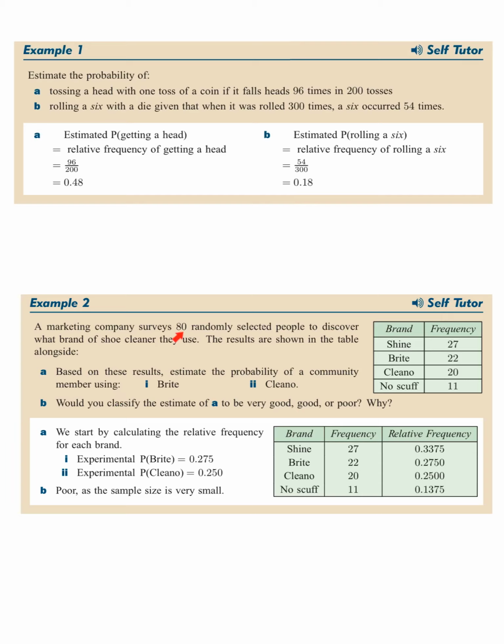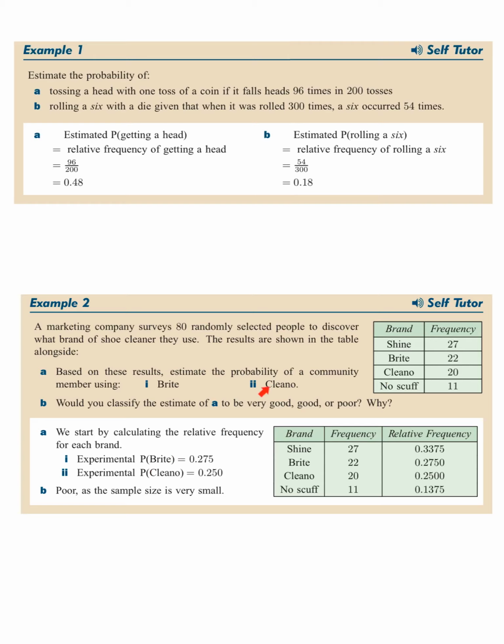Okay, so they've interviewed 80 people, but now they're extrapolating, or using the results from the 80 people, to guess what the people in the whole community use. And now it says estimate the probability of a community member using Bright. Well, we put 22 divided by 80, and you get 0.275. Now this is experimental, because these are the results from an actual interview.